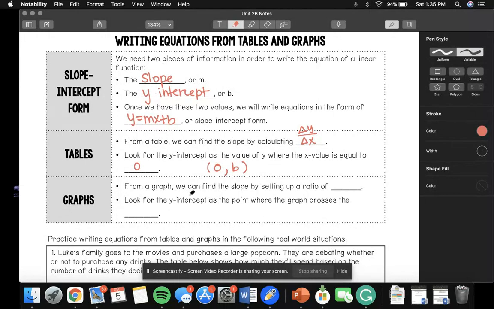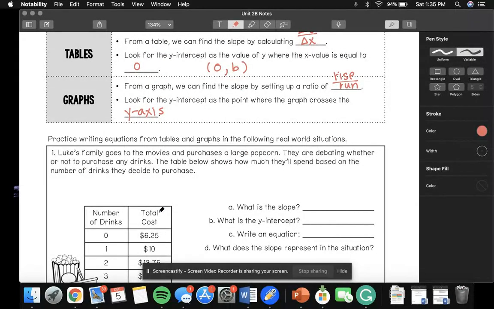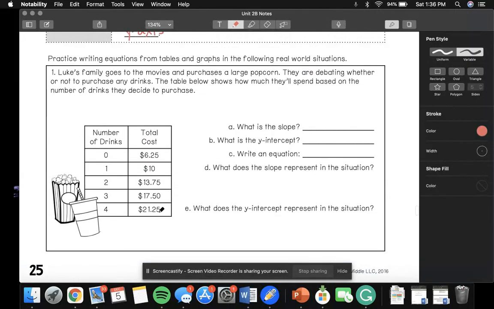For a graph, we can find the slope by setting up the ratio of rise to run, and looking for the y-intercept as the point where the graph crosses the y-axis. So all of these have contextual meaning to it. So hopefully we can understand it and put some meaning behind it.